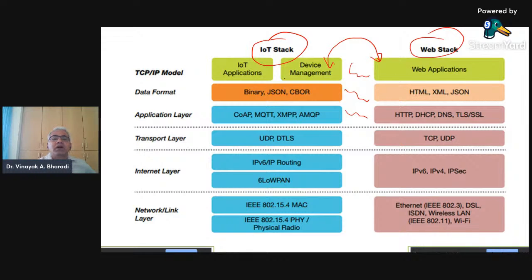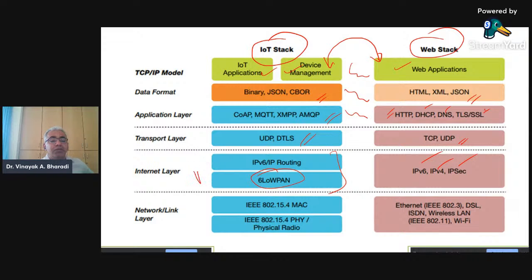So here you can see IoT application device management. Here you have web application. Then data format: binary, JSON, CBOR here; HTML, XML, JSON here. Application layer: CoAP, MQTT, XMPP, AMQP; here in case you have HTTP, DHCP, DNS. Transport layer security, secure socket layer. In the transport layer you have UDP, DTLS, and here TCP, UDP. Internet layer: IP version 6, IP routing; here IPv6, IPv4, IPsec; and here 6LoWPAN, which is the IP version 6 low power wireless personal area network protocol.